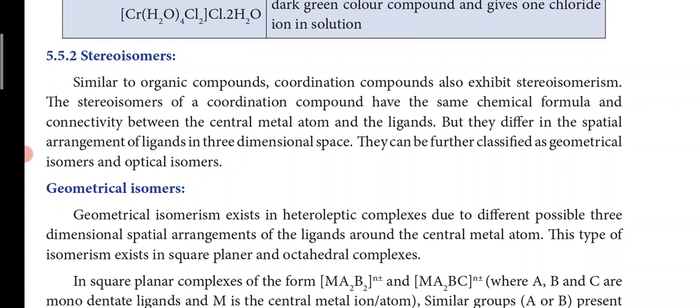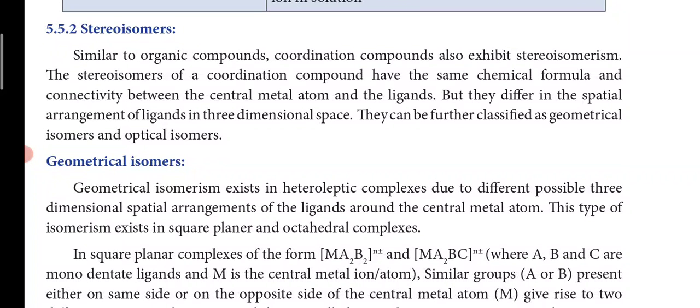Similar to organic compounds, coordination compounds also exhibit stereoisomerism. The stereoisomers of a coordination compound have the same chemical formula and connectivity between the central metal atom and the ligand. Everything will be the same, but they differ in the spatial arrangement. So the 3D arrangement will differ.